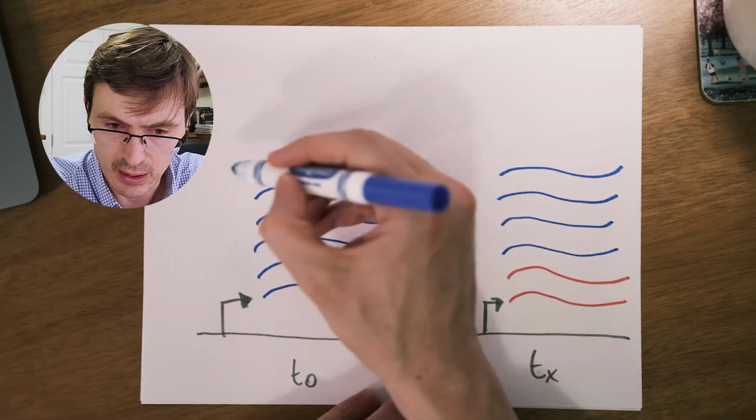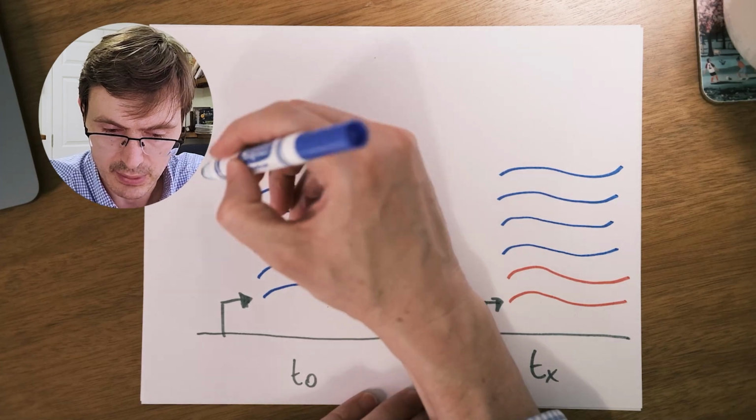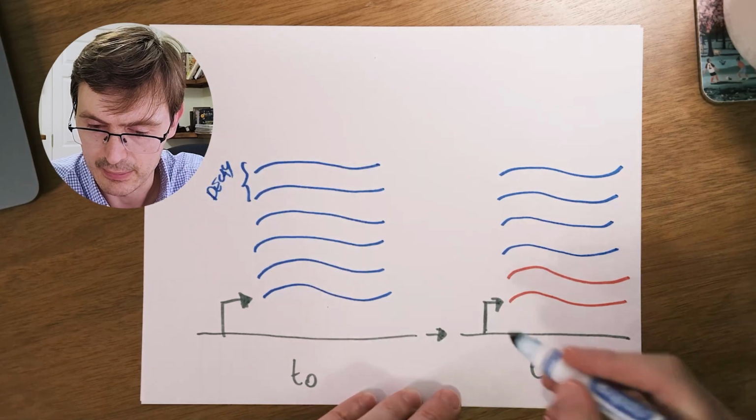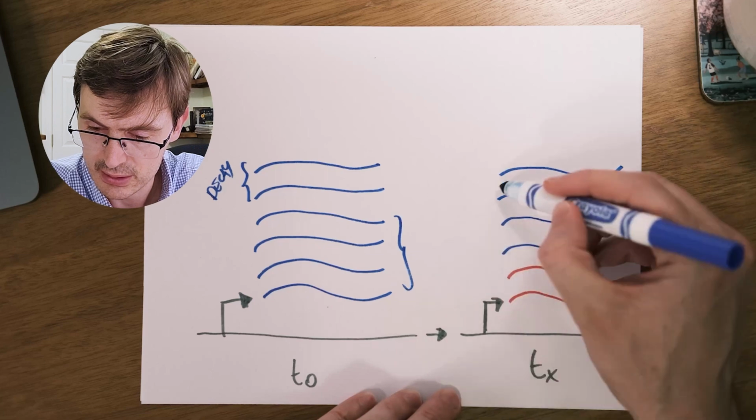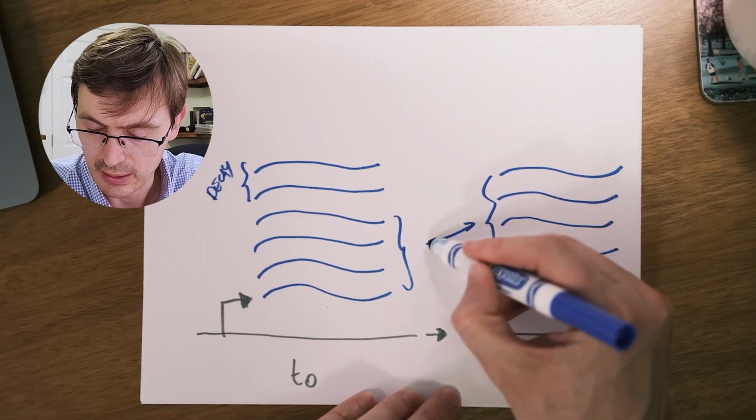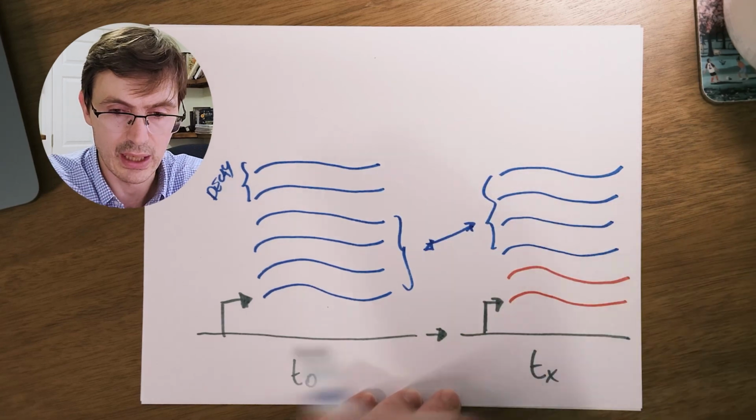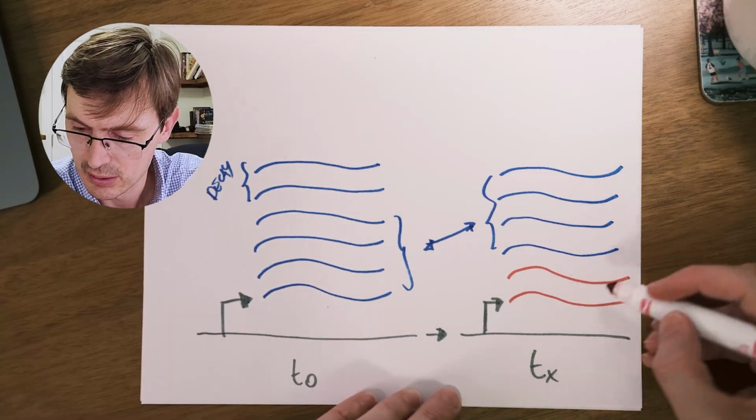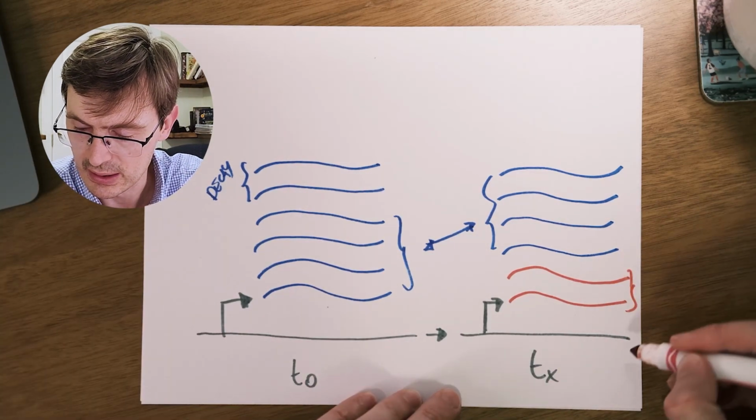So we have here a bunch of transcripts, for example, that can go to decay, and we have another set of transcripts that are carried over through time, and we have these transcripts that are being newly synthesized. Okay, so how can we differentiate the old from the new RNA?